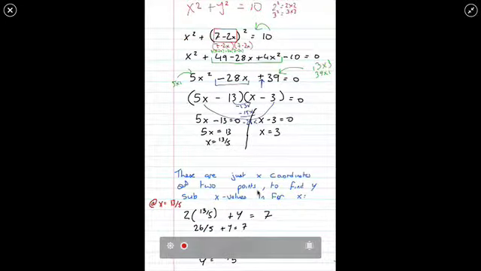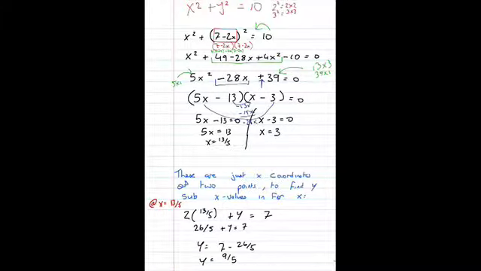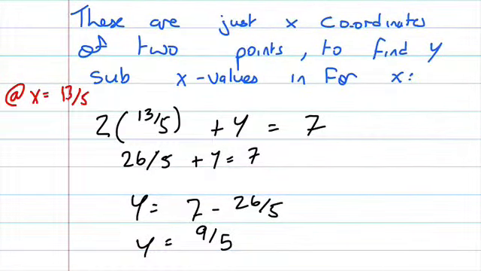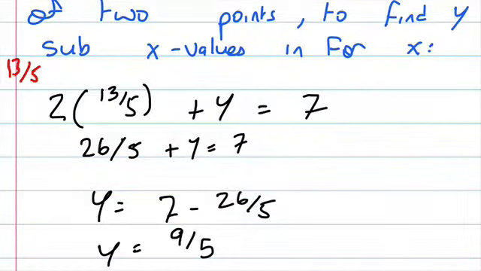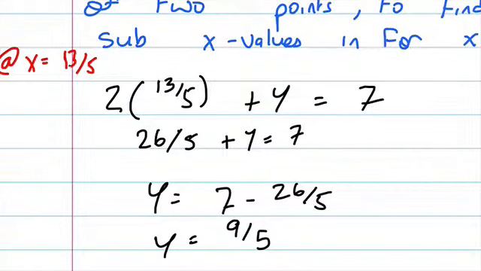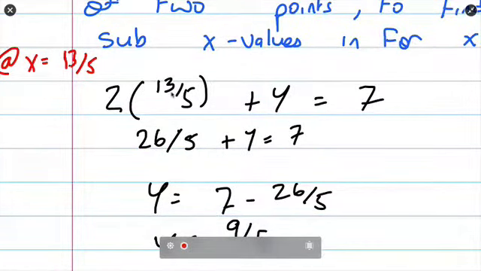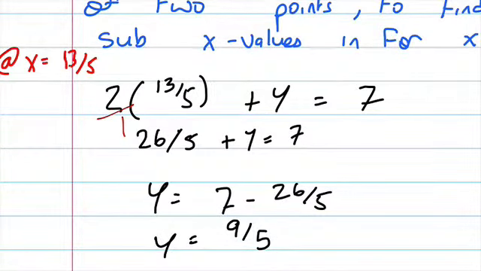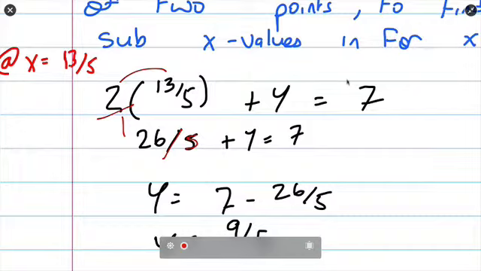So I sub it back in, 13 over 5. How would you be with this one here? Emma? Do you remember how to deal with the fractions? Okay. 2 is over 1. So here we have 2 by a fraction, so we put 2 all over 1. How do you multiply fractions? Top by top, bottom by bottom. So 2 by 13 is 26, all over 5, plus y is equal to 7.